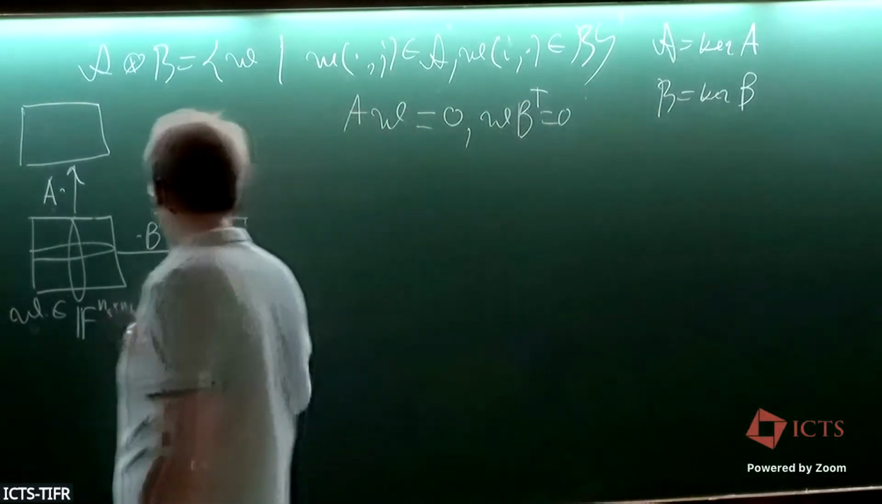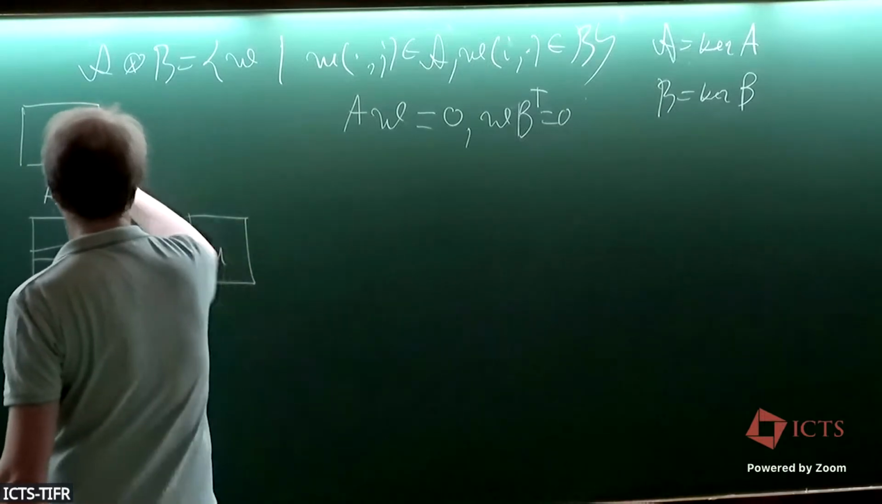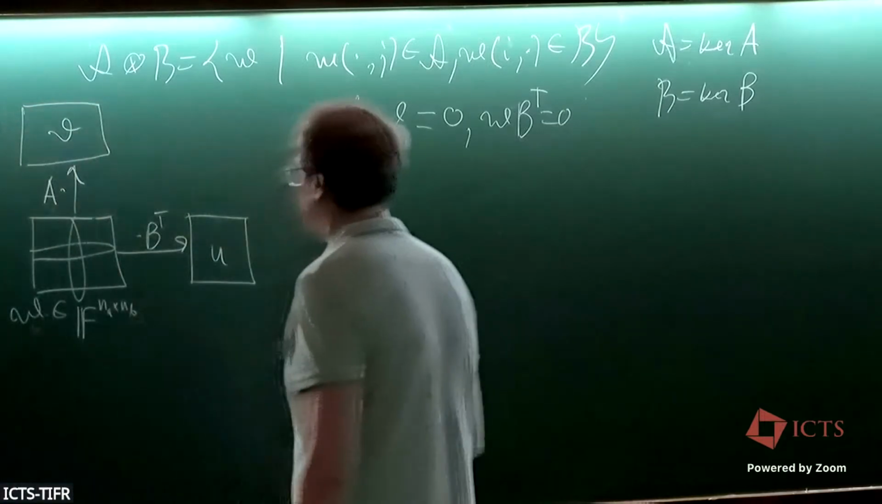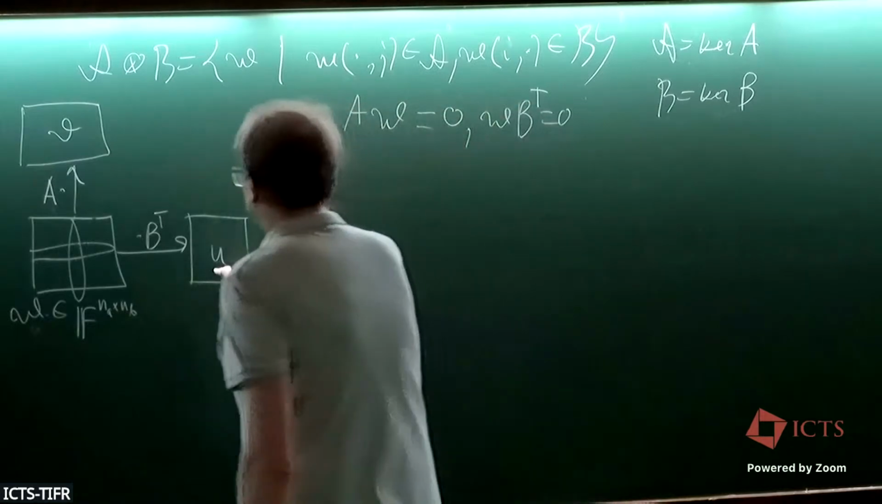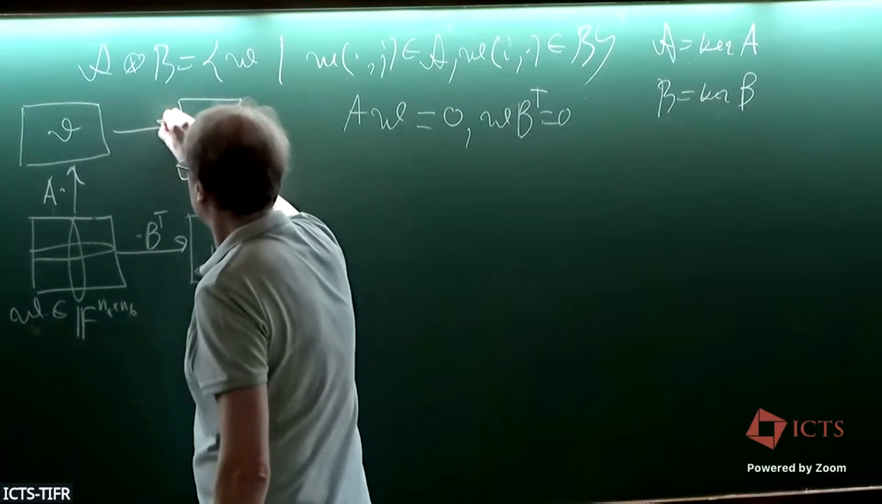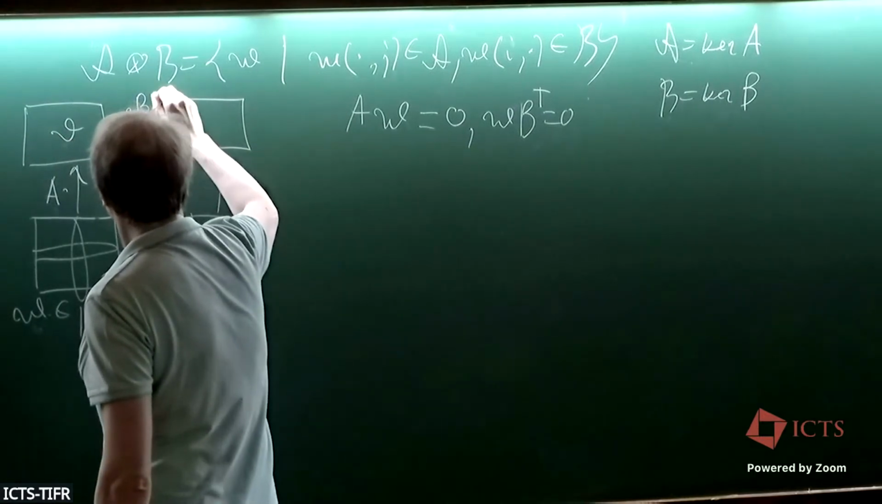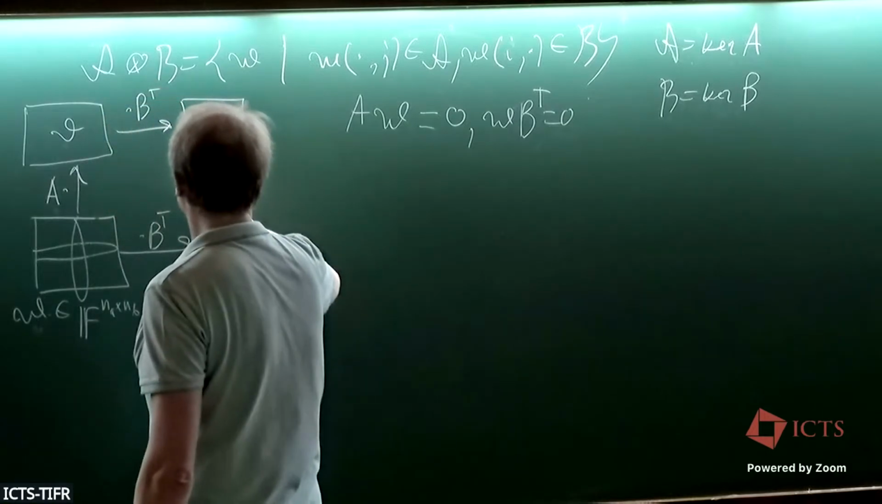And let me show. Let this syndrome be equal to U, and this syndrome equal to V. Then what can we do? We can multiply this one by B transpose, and this one by A.